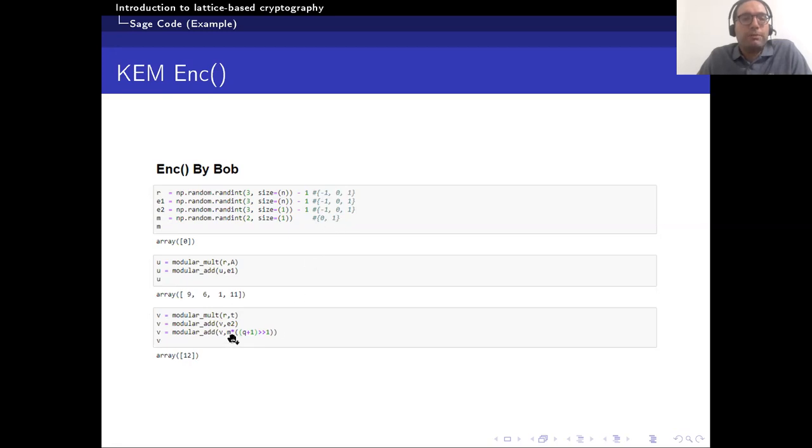While we converted it to Q divided by 2. So if M is equal to 0, this product will be equal to 0, while if M is equal to 1, it will be Q divided by 2. So for Q equal to 13, it will be 7. So Bob computes the ciphertext V.